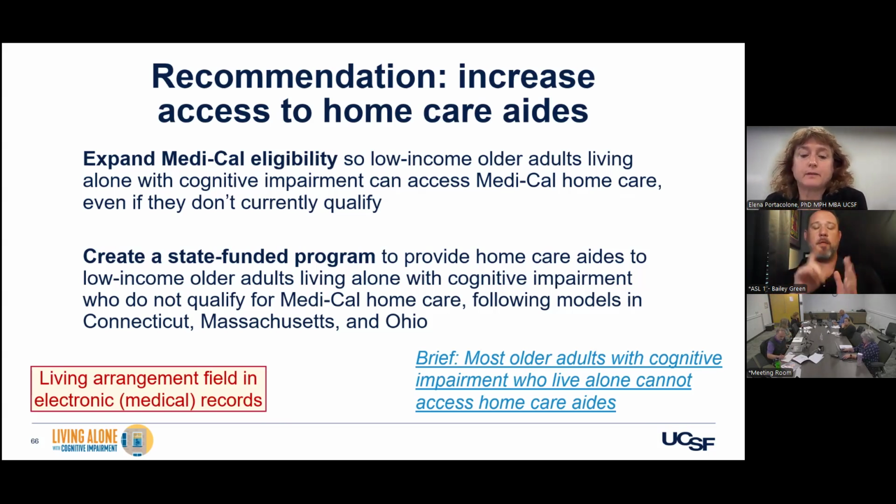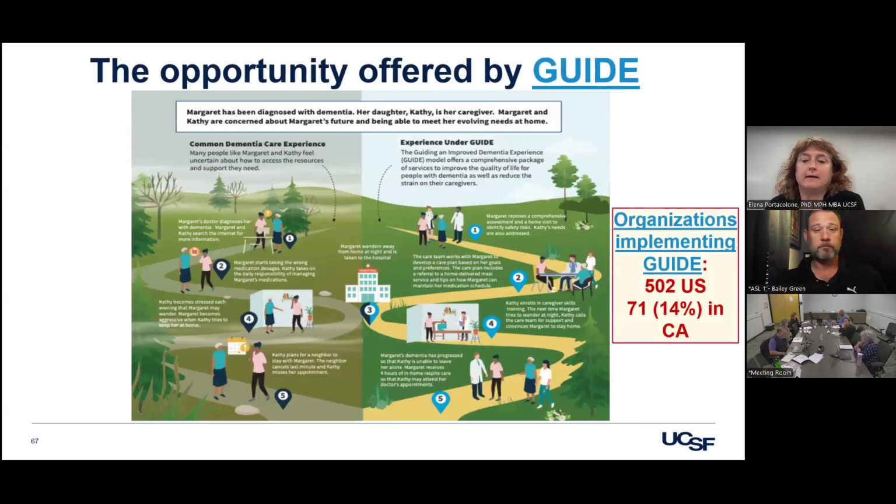Next slide. And then there is a great opportunity offered by GUIDE, this national demonstration program called Guiding an Improved Dementia Experience, that has been rolled out in the United States. And 71 organizations here in California are implementing this program. This program is great because it supports the model of the dyad of the caregiver and the person with dementia who live with someone. Next slide.